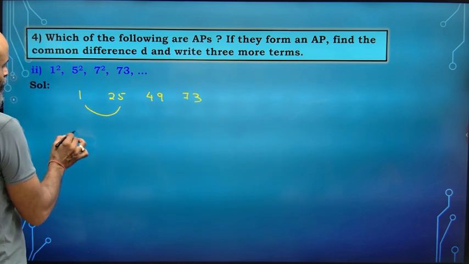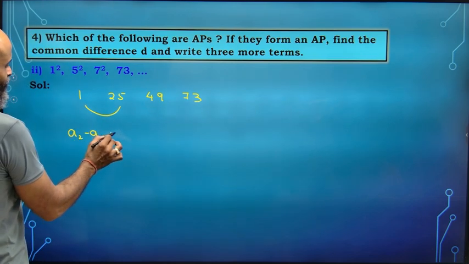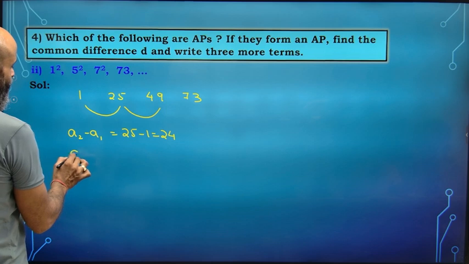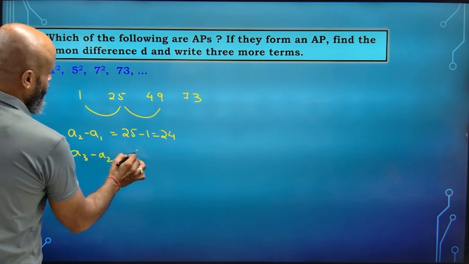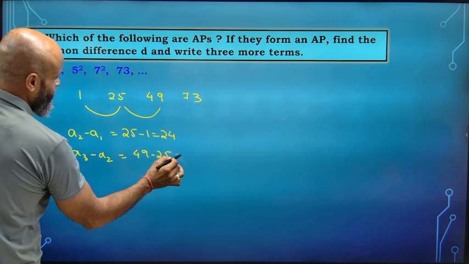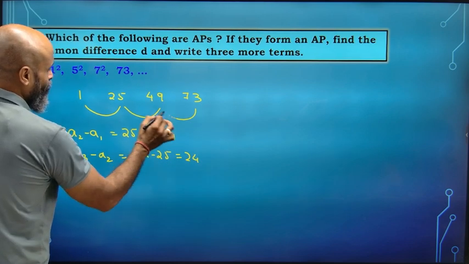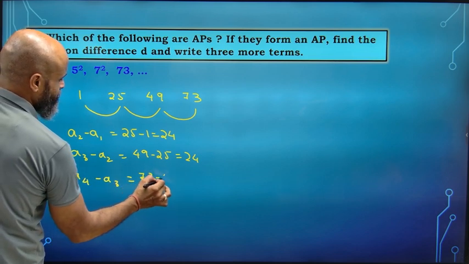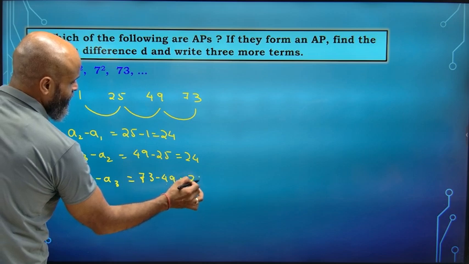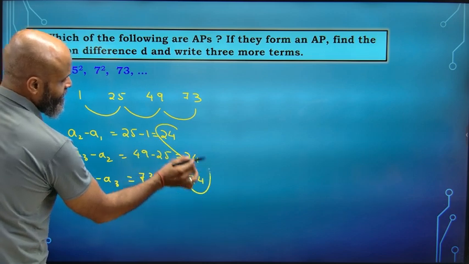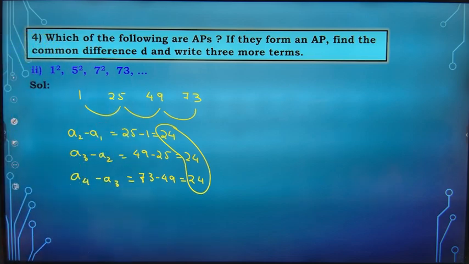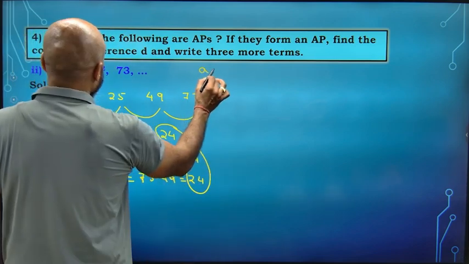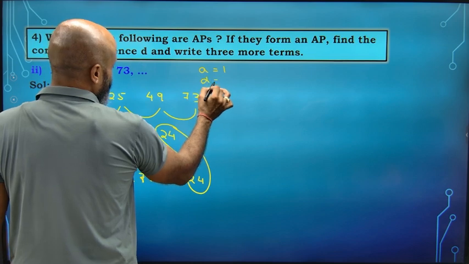If I do A2 minus A1, that will be 25 minus 1, that is 24. If I do A3 minus A2, that will be 49 minus 25, that is 24. If I do A4 minus A3, that is 73 minus 49, that will again give you 24. So all throughout we see that there is a common difference of 24. Okay, and this 24 is in plus. So what is the first term out here? First term is 1 and common difference is 24.